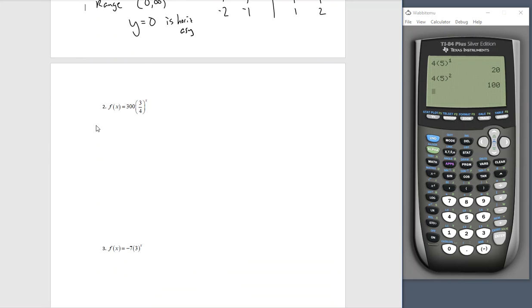So we find that a is 300 and b is 3/4, which tells me if I wanted to write down some values, I'm going to start with an x value of 0. My y value will be 300. It's exactly what a means. Now to move forward, I will multiply by 3/4.